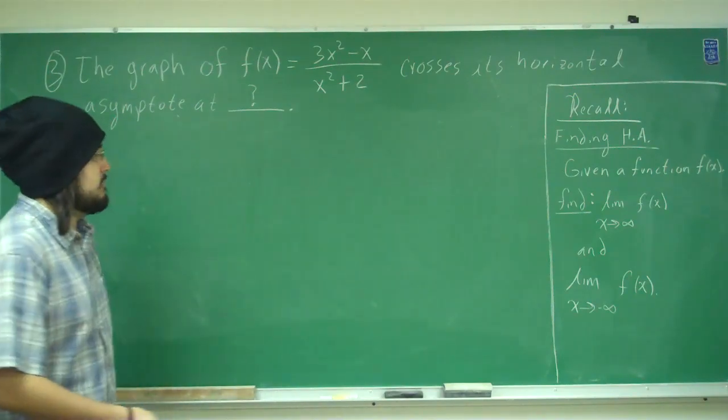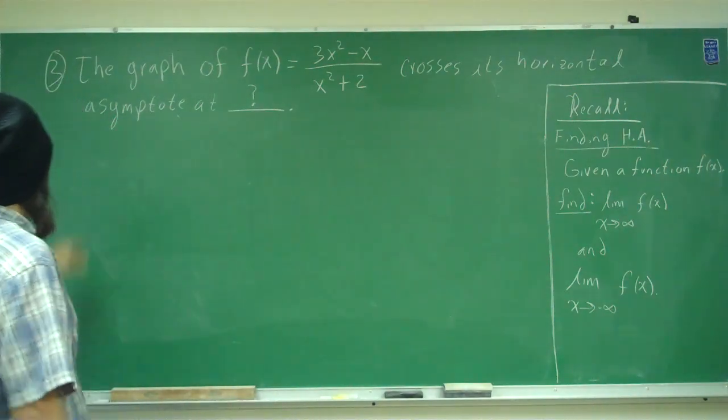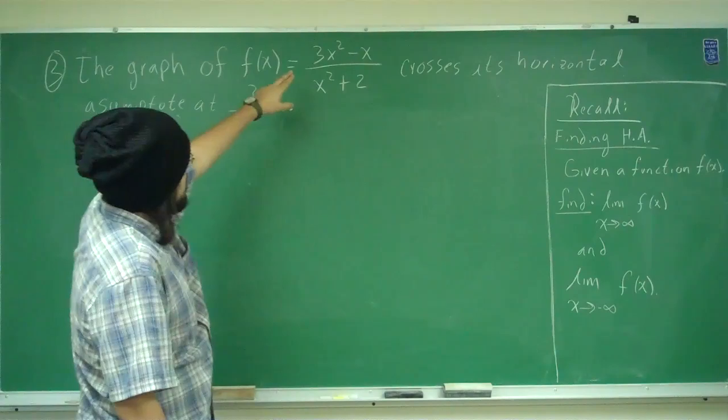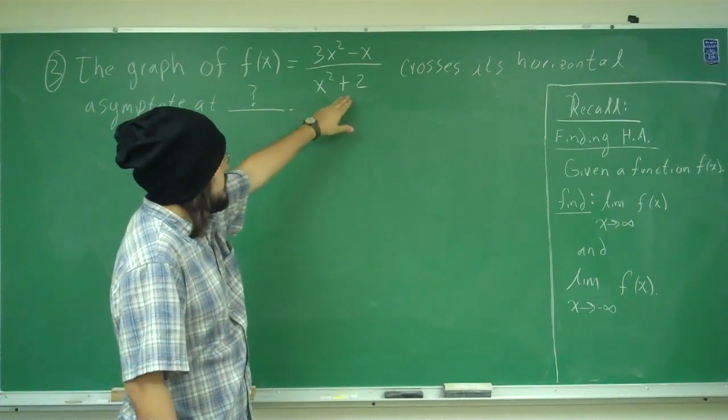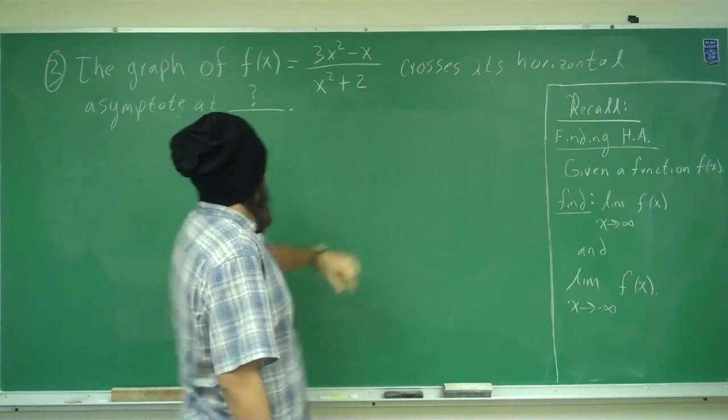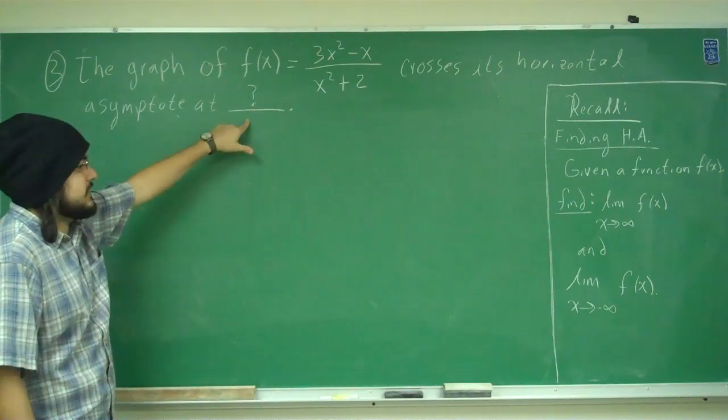Alright, so this is problem 3 of the exam. Problem 3 reads, the graph of f of x equals 3x squared minus x, all that divided by x squared plus 2, crosses its horizontal asymptote at what x value?